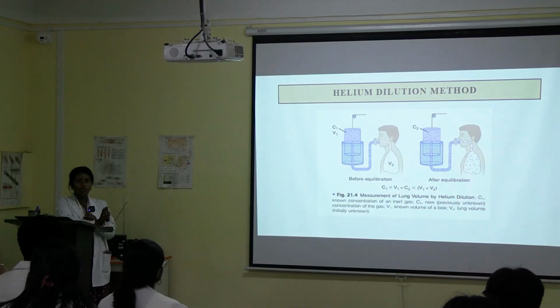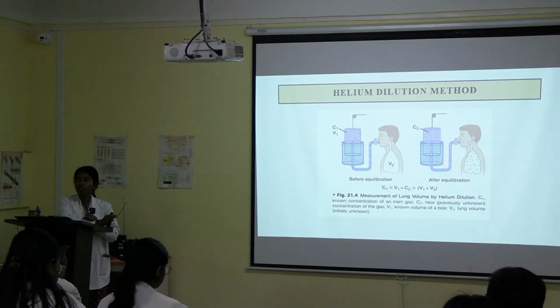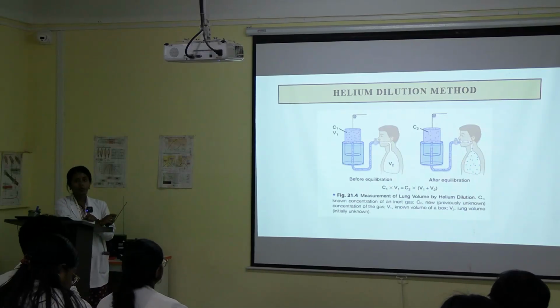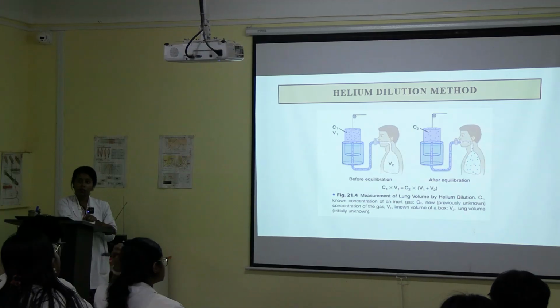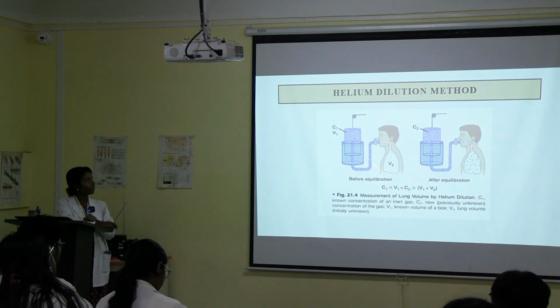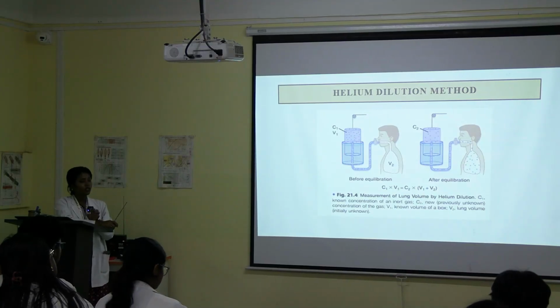I told you we cannot measure residual volume, functional residual capacity and total lung capacity with this. For these you have to use different methods, like the helium dilution method. Here there are two types of volumes. There is a helium cylinder with helium gas, so there will be a concentration and a volume.